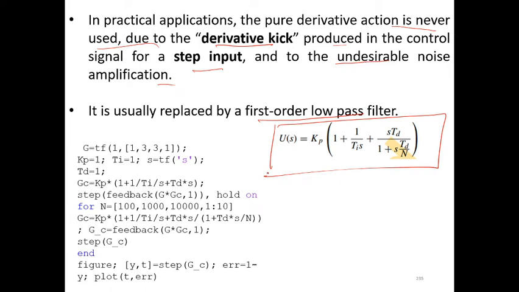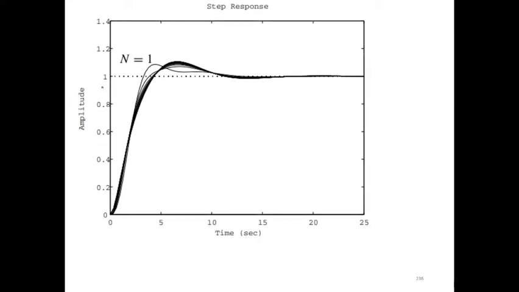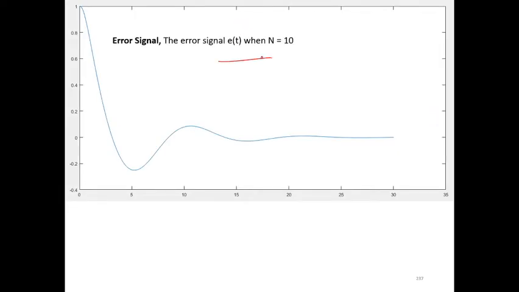Now if you want to define such a type of controller in MATLAB, you must define the value of N also. The value of N is defined like this. The code is the same, just to record the response. The error is also recorded in the picture, so you can see here the reference line. When the value of N is chosen as 1, the response comes like this. Try it and you will see. The error comes like this when the value of N is 10.